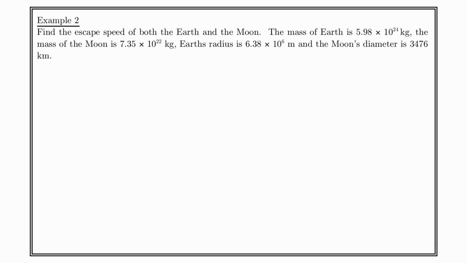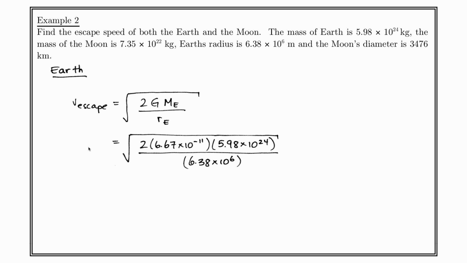So here's a little example for you. Find the escape speed of both the Earth and the Moon. The mass of Earth is 5.98 times 10 to the 24th. The mass of the Moon is 7.35 times 10 to the 22. Here's Earth's radius, and here's the Moon's radius. So for Earth, now that I have this handy-dandy little formula, I can just use it. I get the square root of 2 times G times the mass of the Earth, all divided by the radius of the Earth. I substitute my values, and I get 1.1 times 10 to the 4th meters per second.